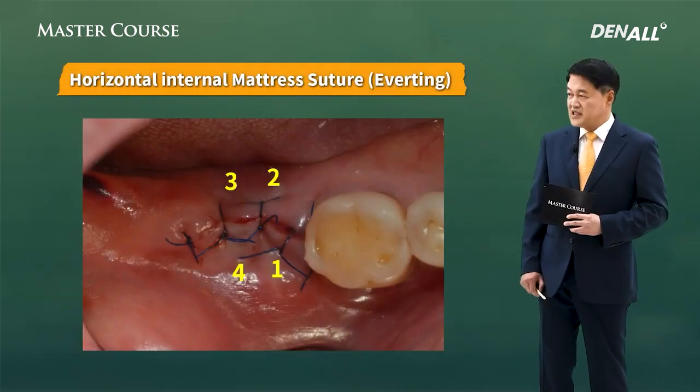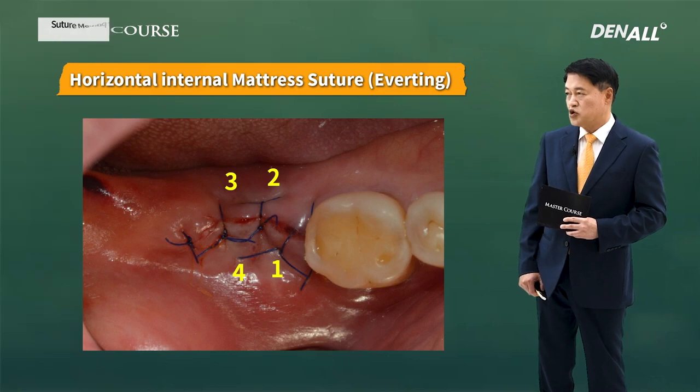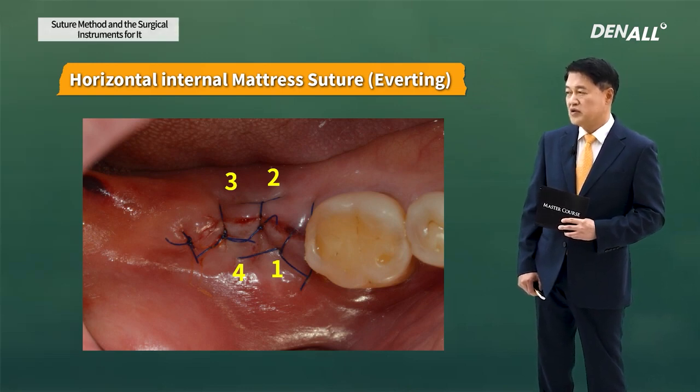And this is a clinical photo. First, you have the interrupted suture, and in the important part where you have done GBR, a horizontal internal mattress suture is done, so the tissue is everted, to help primary closure.